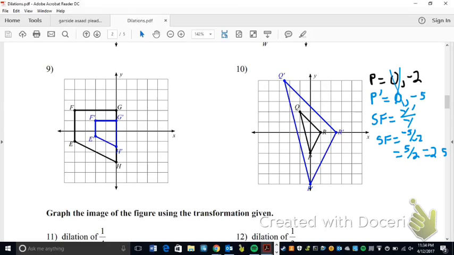And again, I can be done and move on, or I can double check my work. If I double check my work, I can use Q. Q is (-1, 2). So if I multiply each one of those by 2.5, I should get Q prime.